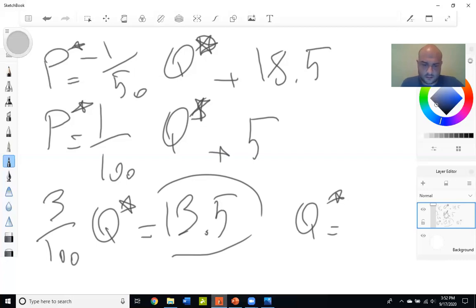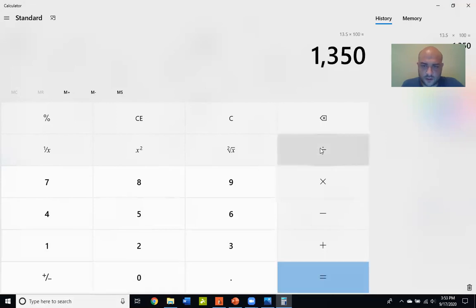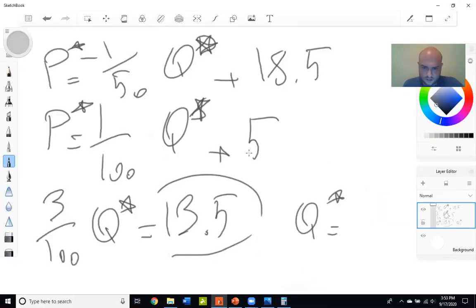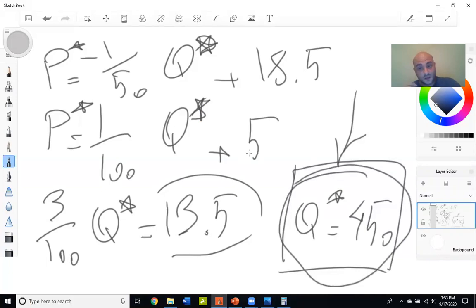That's 13.5 multiplied by 100 divided by 3. Yes, we have a number. This is our Q star. This is our new quantity. This is the real number of pizzas that are being bought and sold, the golden number here. This is what we care about.